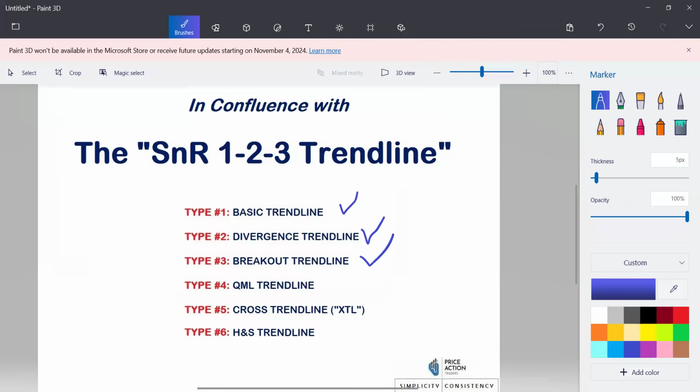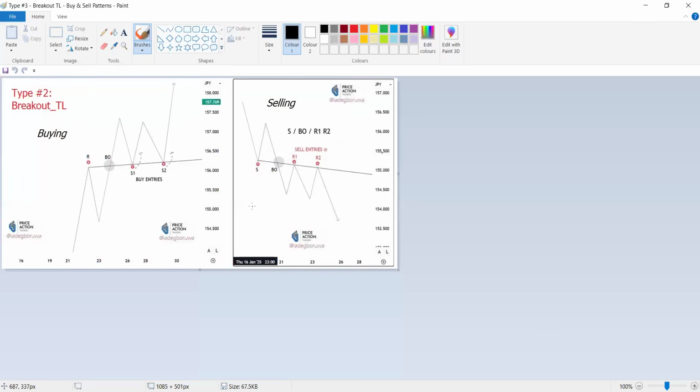The third type of trend line, breakout. That's the third type of trend line. So this is the breakout trend line.